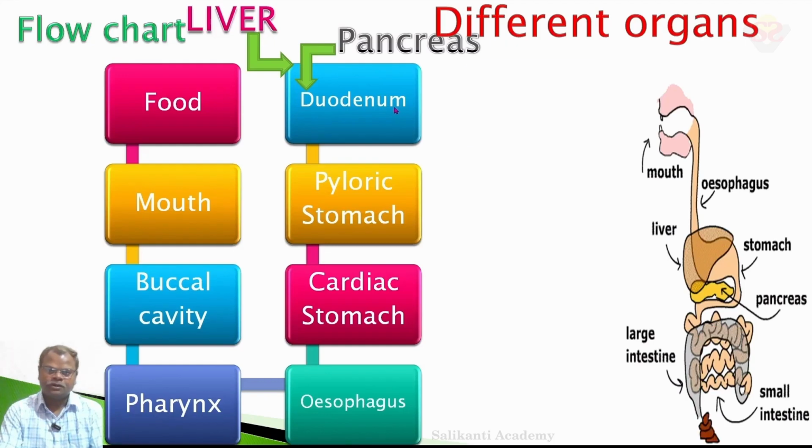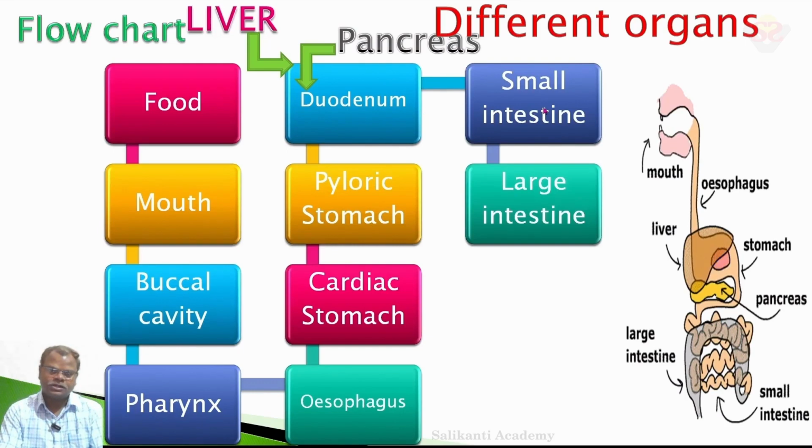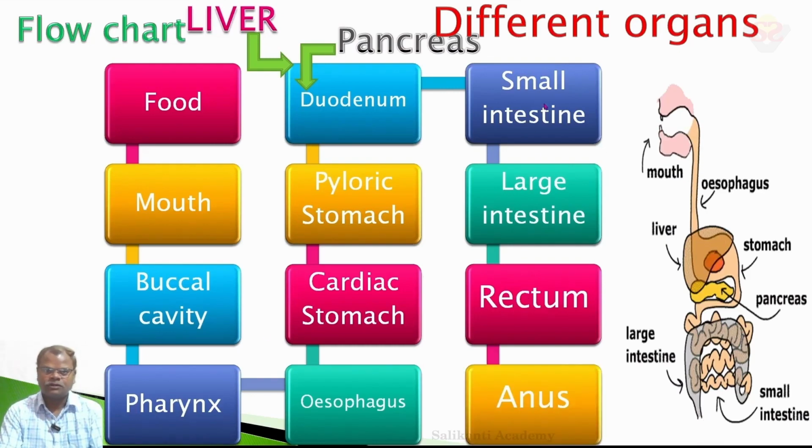And the duodenum continues to the small intestine. The small intestine enters into the large intestine. The large intestine is followed by the rectum, then the anus. This is the flowchart of our human digestive system.